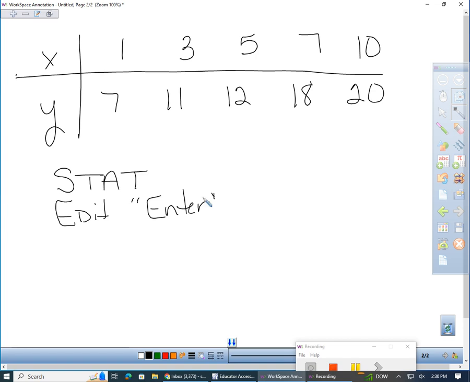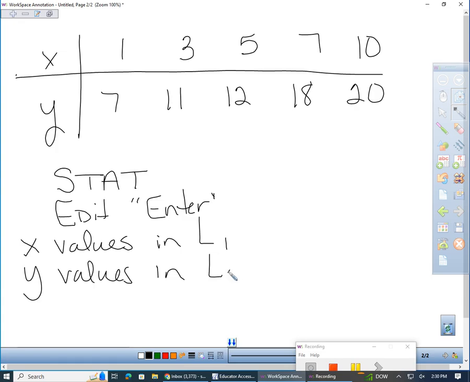You're going to have some lists come up. You guys see list? Correct. We are going to enter our x values into list 1. And we're going to put our y values into list 2.